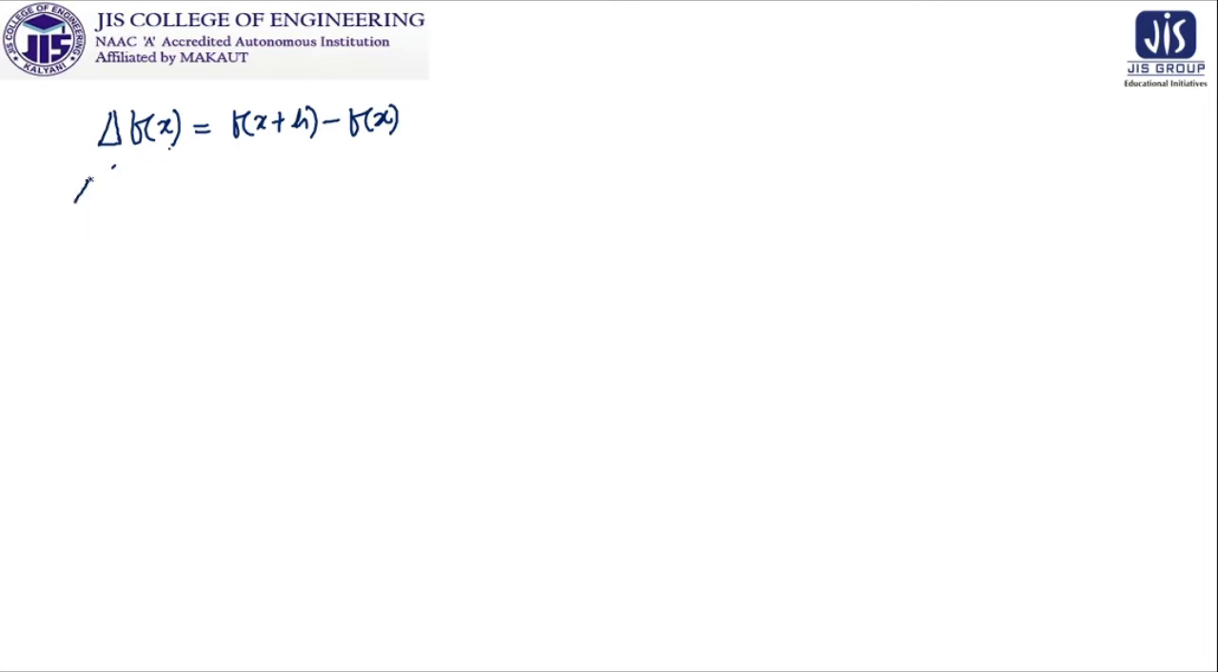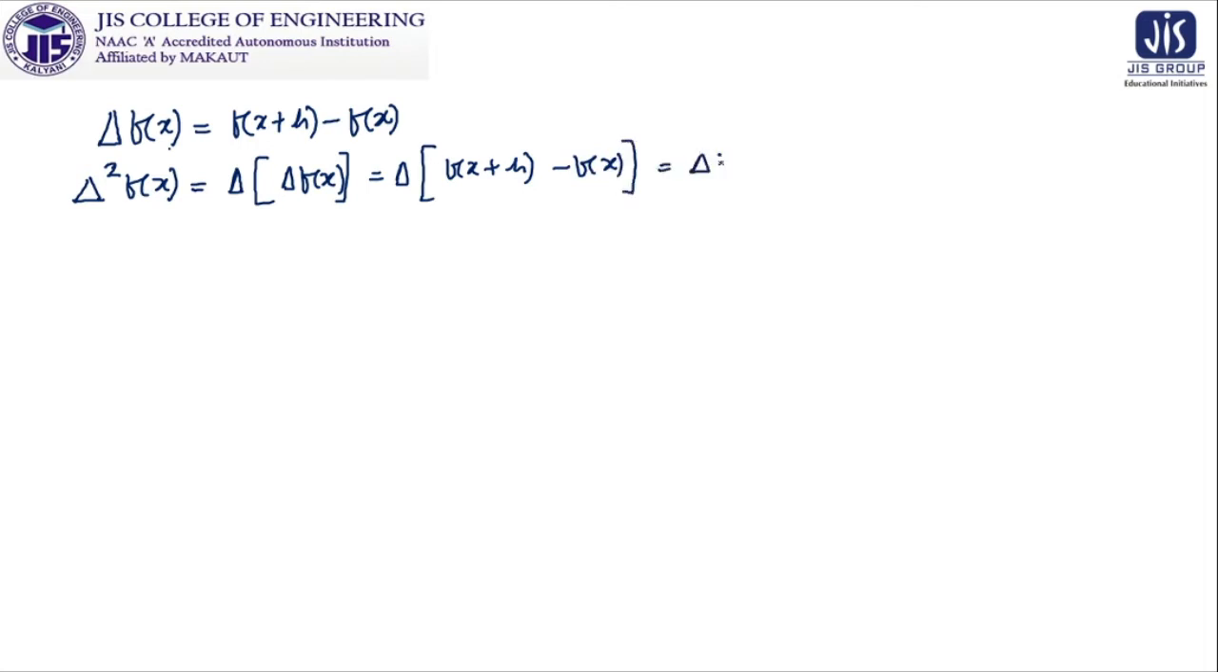What is that? Initially the second order forward difference operator, which we denote as del square f x. So we can write it as del of del f x. According to the definition, if we proceed, it will be del of f of x plus h minus f x, and after that if we distribute it, we can write del of f of x plus h minus del of f x.